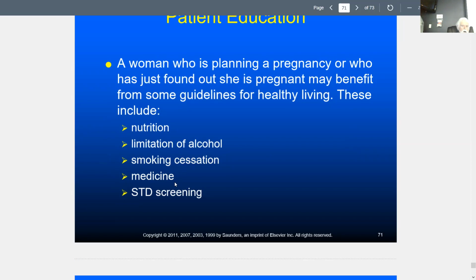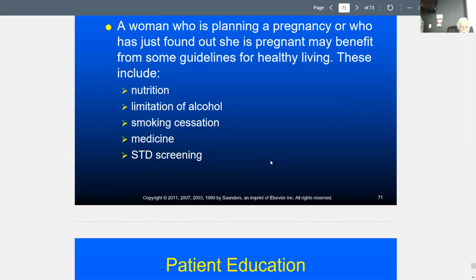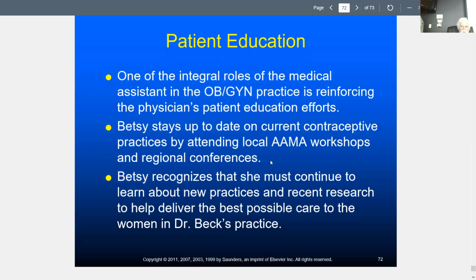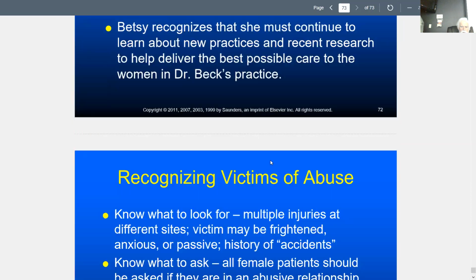But alcohol, smoking, look at medications. Many medications can have problems. And of course, you want to be sure that you don't have STDs if there's any chance of that. Part of your role is this patient education.